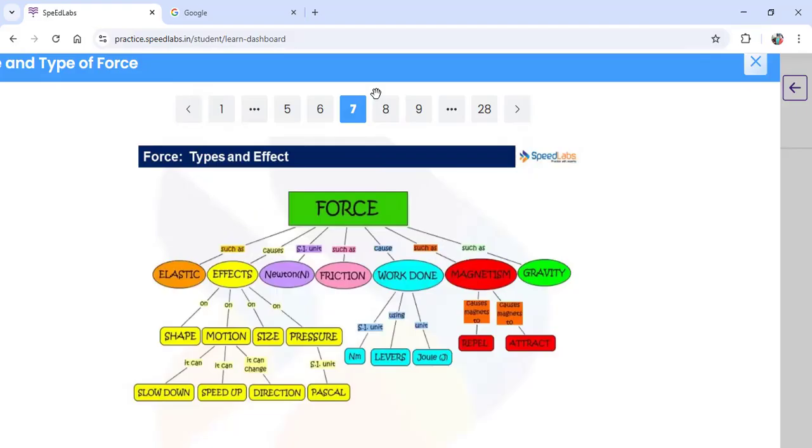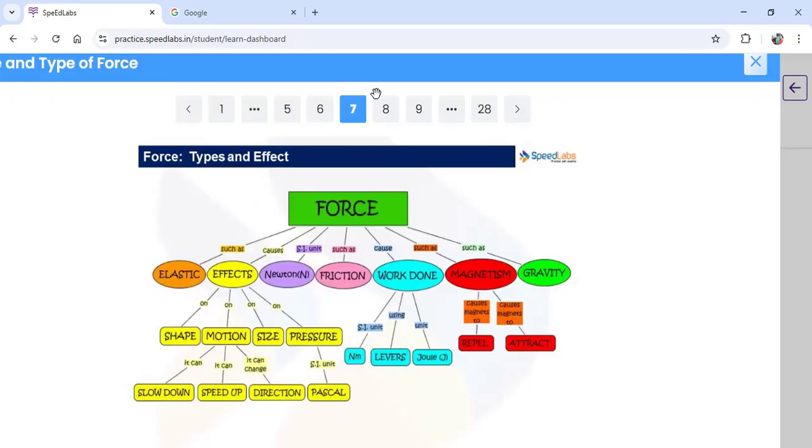Okay, yes or no? SI unit, Newton meter, using levers. Okay, work done. Unit, joule. Okay, force such as magnetism. Yes, it causes magnets to repel or attract. Such as gravity is also one type of force only, children. Yes or no? So this is a diagram they have just shown.